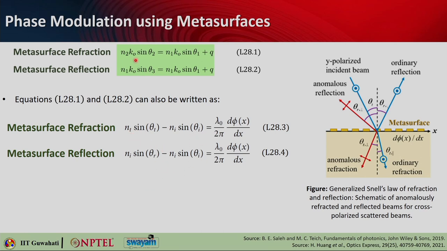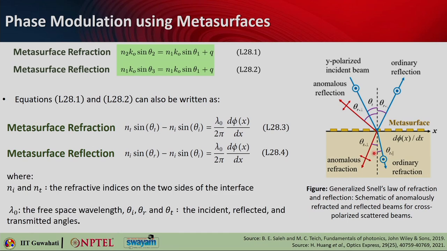So here you are dividing, so you are taking this term on the left side and taking k0 common and sending it to the right side. So what do you have? K0 can be written as lambda naught over 2 pi, and q, that is the rate of phase change, can be written as d phi x over dx, because only along x your phase is changing. So this is also another form of this modified equation, okay.